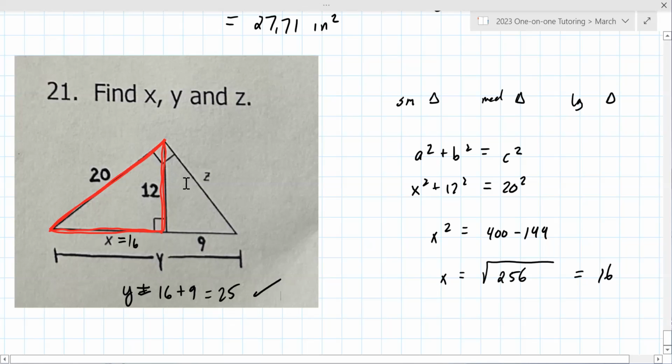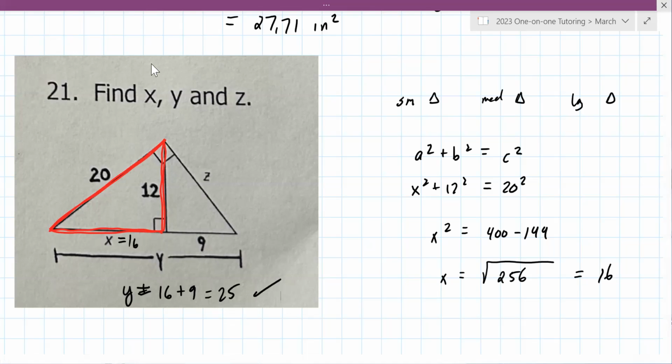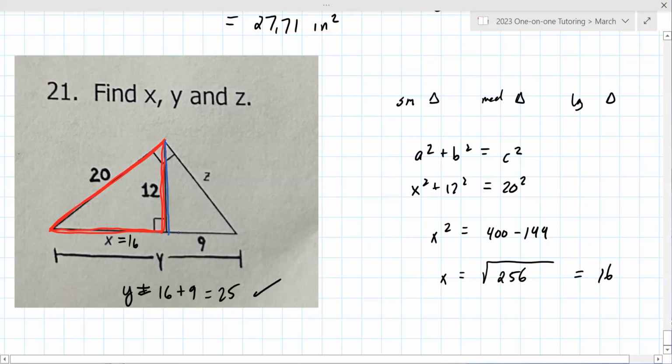To find z, just draw in another triangle here, and you can use the Pythagorean theorem. The fact that 16 was a nice number should have said, maybe it was a Pythagorean triple. Z is a nice number as well, but if you're not sure, you just go back to the Pythagorean theorem. You can always go back to that. It's in your toolbox: a squared plus b squared equals c squared.